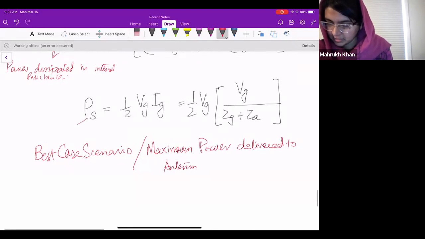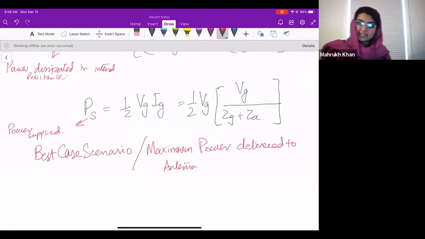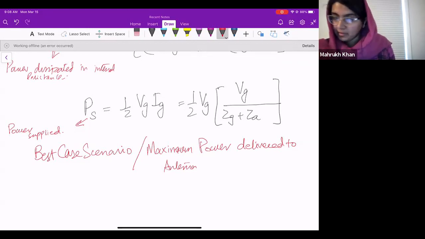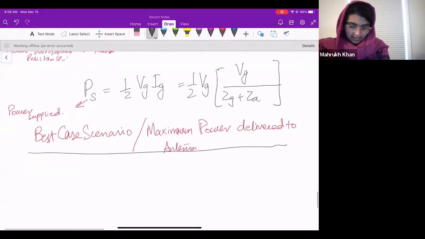And we said that this is power supplied. If you have noticed, when we calculated the power dissipated or power delivered, we included R, because that's where the power is dissipated or delivered. But when we are calculating power supplied, we are calculating the source current and the voltages. Okay, so the maximum, best case scenario, or the maximum power delivered to the antenna, we need to know that.